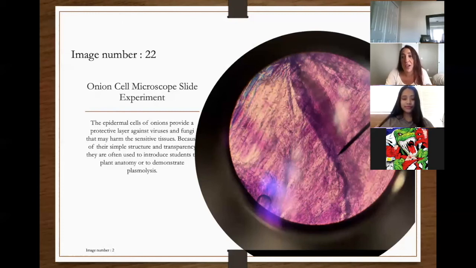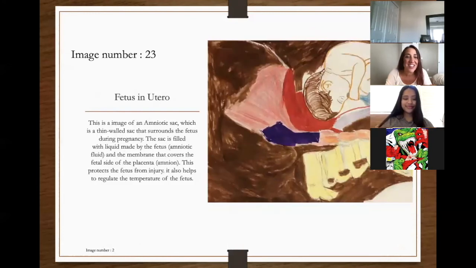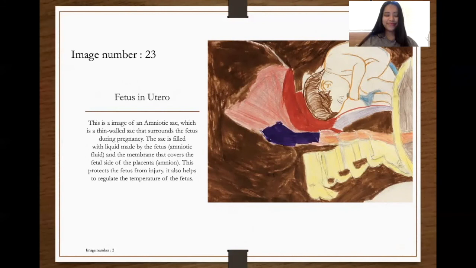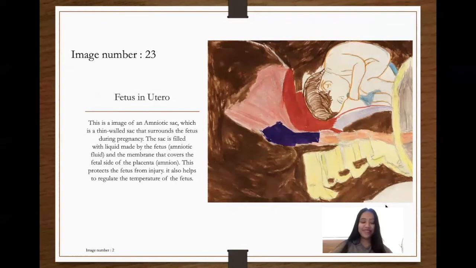And this is an artistic contest. So this is the last image that you're presenting. Yes. I actually drew this picture. This is literally a fetus, as you can see, the little fetus inside a womb. This is an image of an amniotic sac, which is a thin walled sac that surrounds the fetus during pregnancy. The sac is filled with liquid made by the fetus, which is the amniotic fluid, and the membrane that covers the fetal side of the placenta. This protects the fetus from any kind of injury, and it also helps to regulate the temperature of the fetus. Nice, beautiful image.